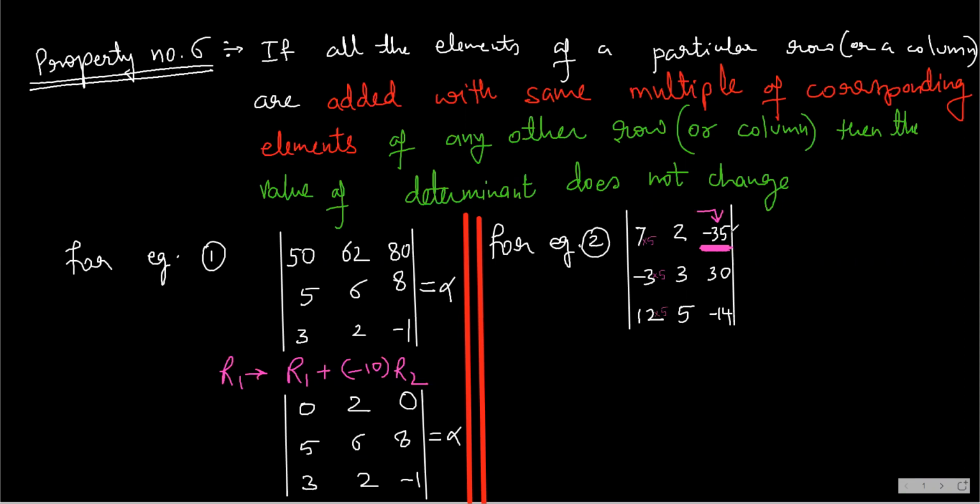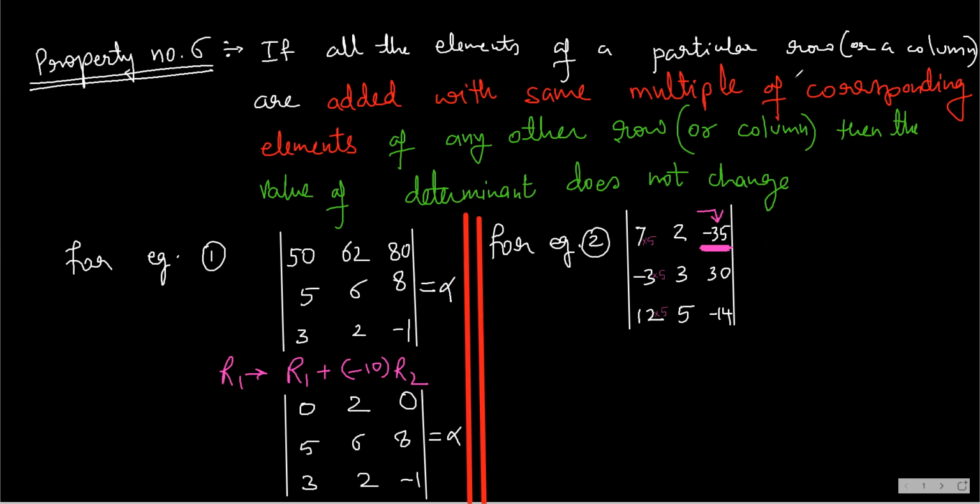See, first thing, I'm trying to add to which elements? To the elements of column 3. Now the question is, why did I choose the elements of column 3? Because these numbers are big numbers. I want to make them small. Now, how are you going to make them small?